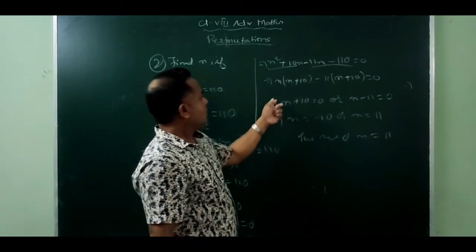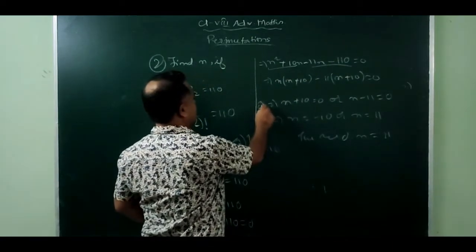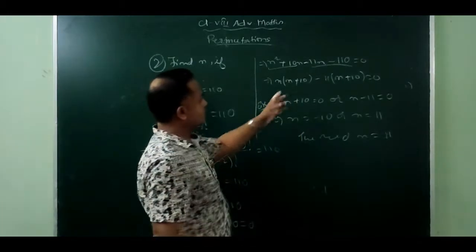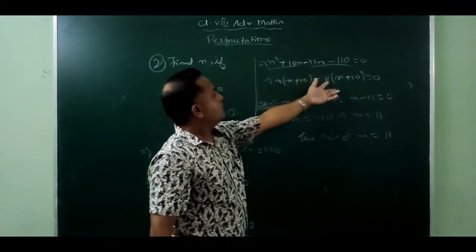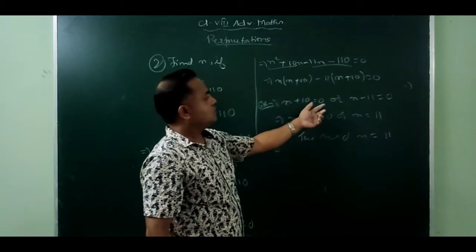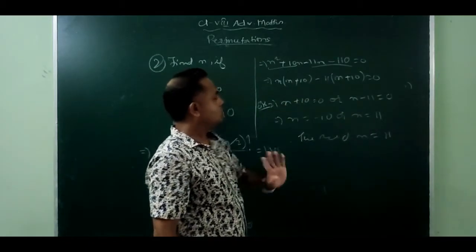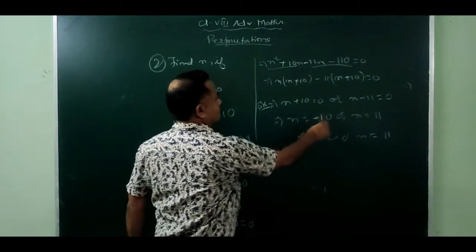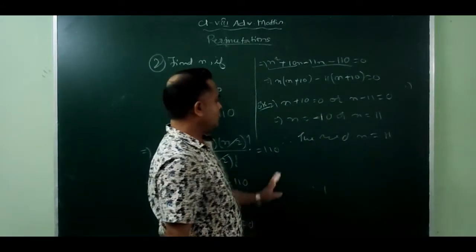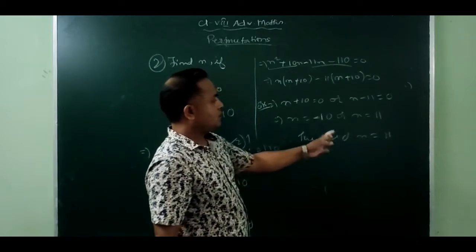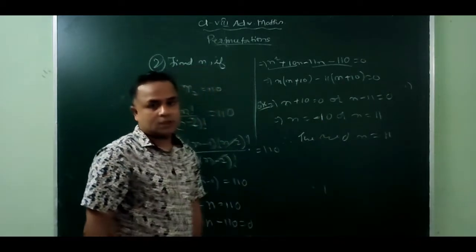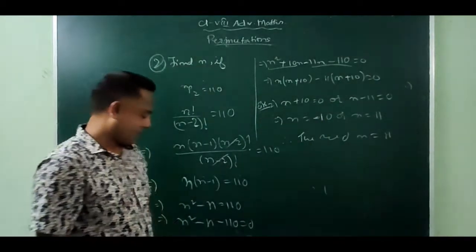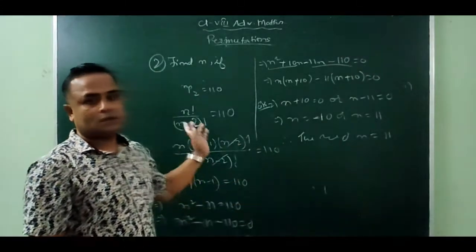Now I have to find out the value of n. Taking out the common factor, n plus 10 is equal to 0 or n minus 11 is equal to 0. Now n is equal to minus 10 or n is equal to 11. Therefore the required n, taking the positive value, is n equal to 11. I hope you have understood.